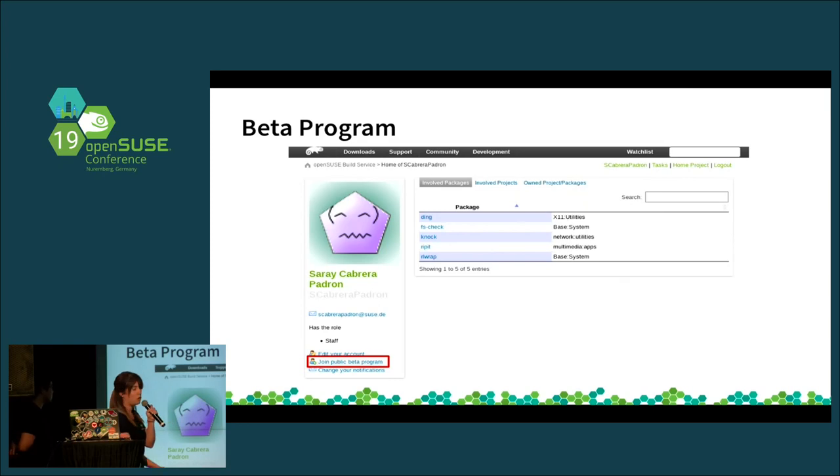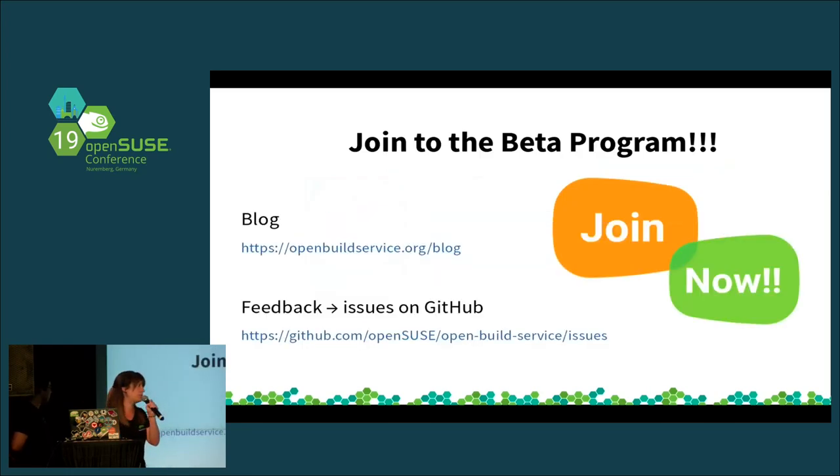Any of you can join right now if you want. You just have to log in to OBS, go to the profile page, to your user page, and then on the left side, you have a link to join the beta program. From that moment, you can see all the new features that we are delivering, and you can start working with them in your daily work. And it's going to be very useful for us because maybe you can find some bugs, or you can realize that some workflow has changed and is not good for you. So please join the beta program.